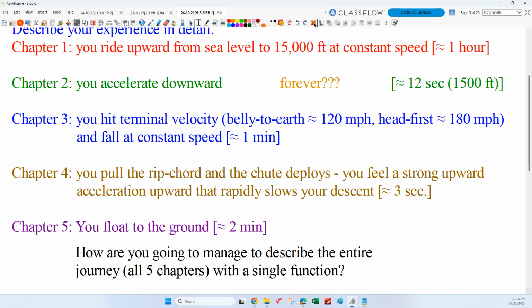So how many chapters? 5. Okay, those are very, very different chapters too, aren't they? Right? So that's going to be tough. How could we manage to come up with a single function that's going to describe all 5 chapters? That's the topic of the day.